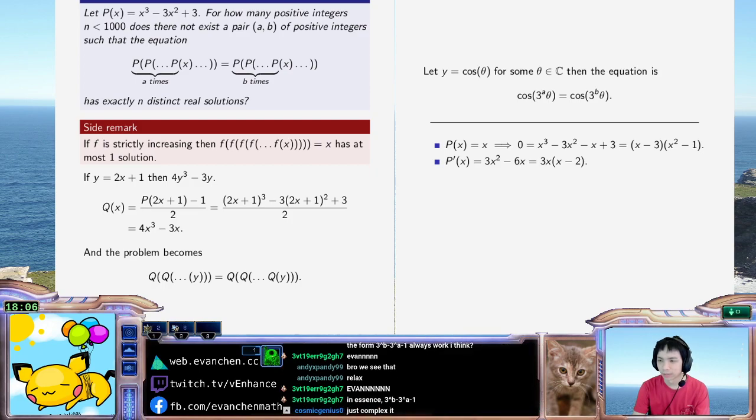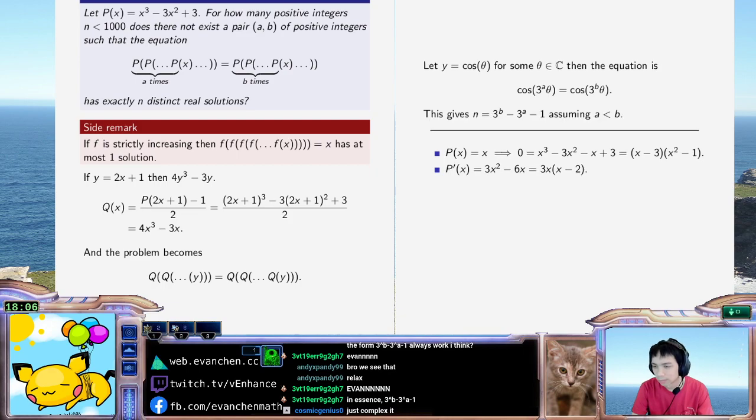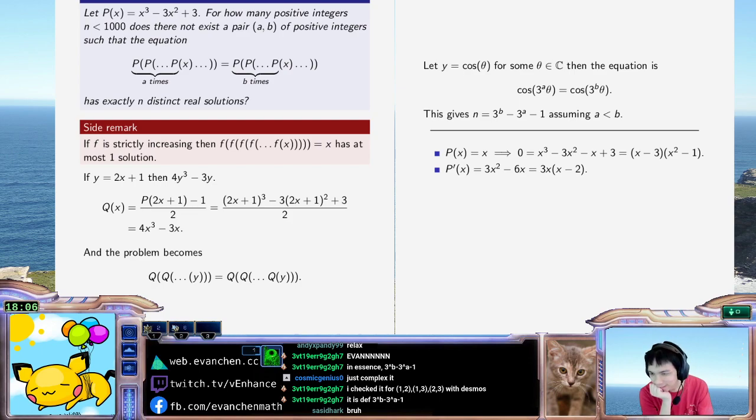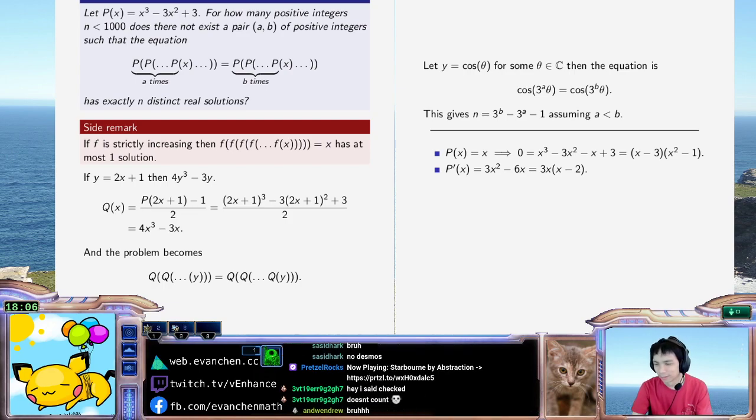So if you say this gives n equals 3 to the b minus 3 to the a minus 1, assuming a is at least b, I buy that. Is that right? Well, actually, I'm thinking if I have a equals 1... Or I guess it's possible to be positive. Okay, if you checked it with Desmos, I'll just take your word for it because I don't want to think about this. Yeah, that's good enough. All right, so then for answer extraction, b equals 2.